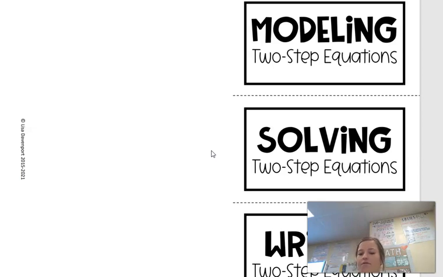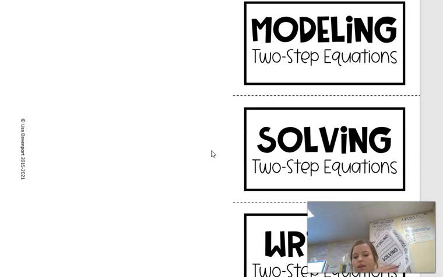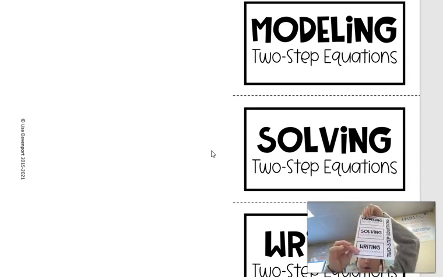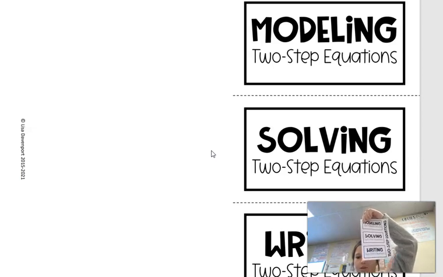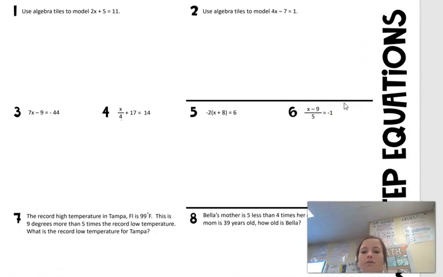So you have your foldable out in front of you. It looks like this. You need to fold it so that you can see the flaps in the front and you can still see the title on the side, just like we did the other one. Alright, once you have that folded, we're going to go ahead and dive right in.